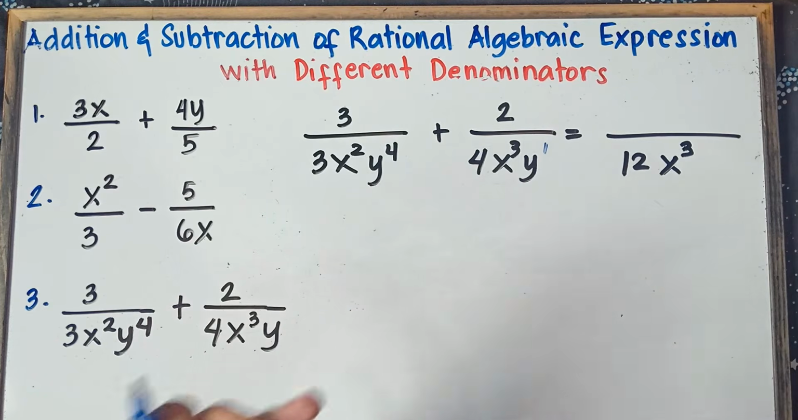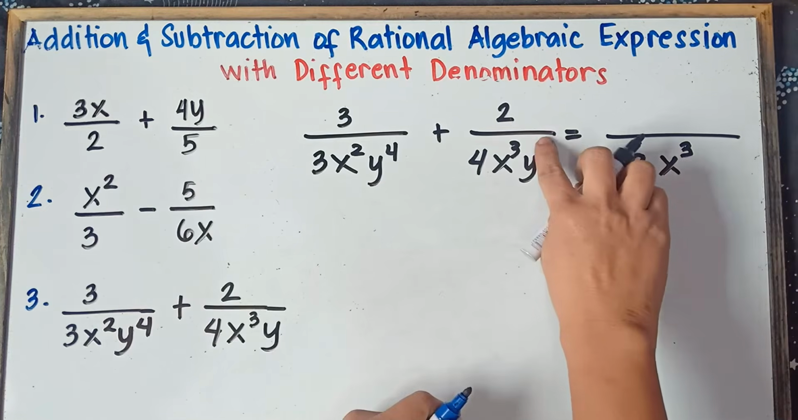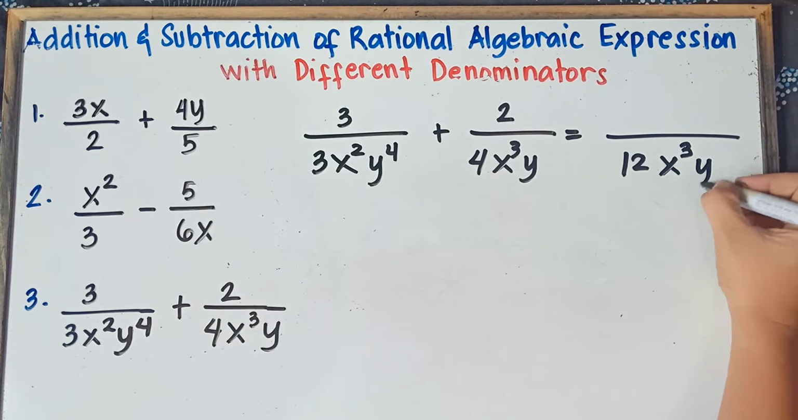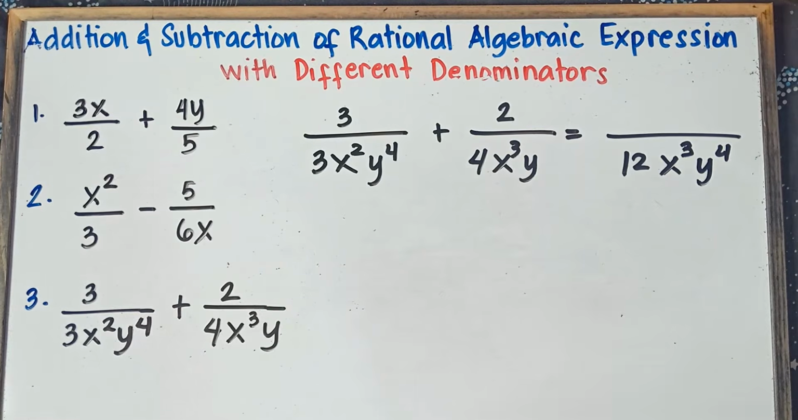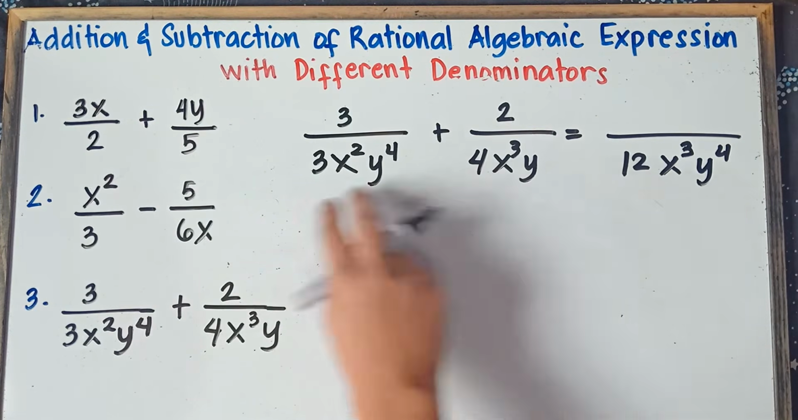Select the variable with the highest degree, with the highest exponent. So therefore, this will be y raised to the power of 4. So this will be our LCD. Alright, and the next step, let's simply divide.